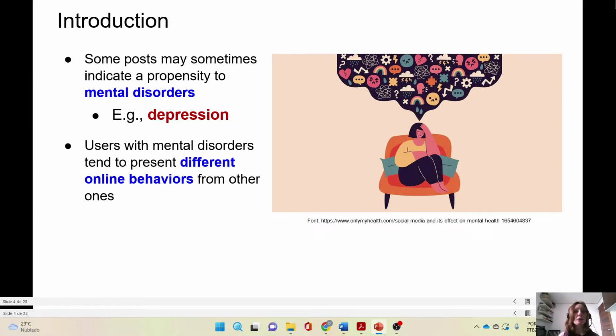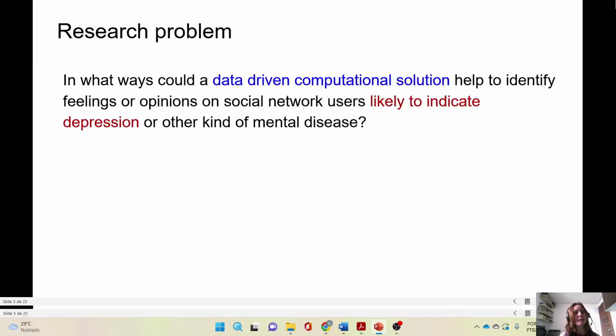What calls our attention? In this slide, we have defined our main research problem, which we are addressing in our research group, which is: in what ways could a data-driven computational solution help to identify feelings or opinions on social network users likely to indicate depression or the kind of mental disease?